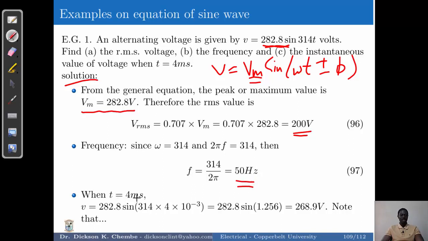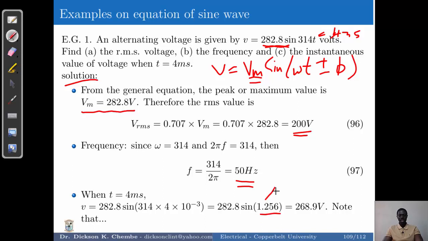When time t is equal to 4 milliseconds, what's the value of voltage? We replace that time t, 4 milliseconds, and it has to be given in seconds, which is 4 times 10 to the power negative 3. And when we multiply that, we get this value.